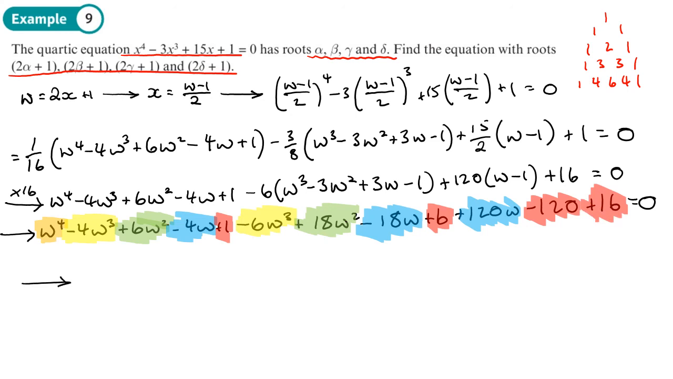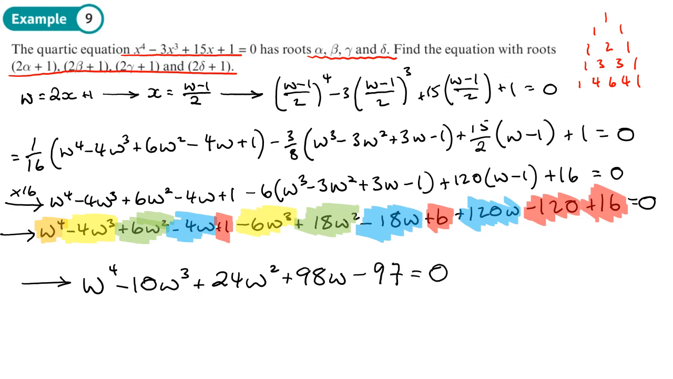So final one. What's this new equation? w to the power 4, minus 10w cubed, plus 24w squared. Now what I'm writing down now are the blue ones. So negative 4 minus 6 plus 120. I'm not taking any chances here. If I work that out, I get 98w. I did that on the calculator. And then the last one is all the things in red: 1 plus 6, minus 120, plus 16. That's going to give me minus 97 equals 0. So the hardest part about this is the expanding that you need to do at the end, and it's easy to trip up if you're not careful.